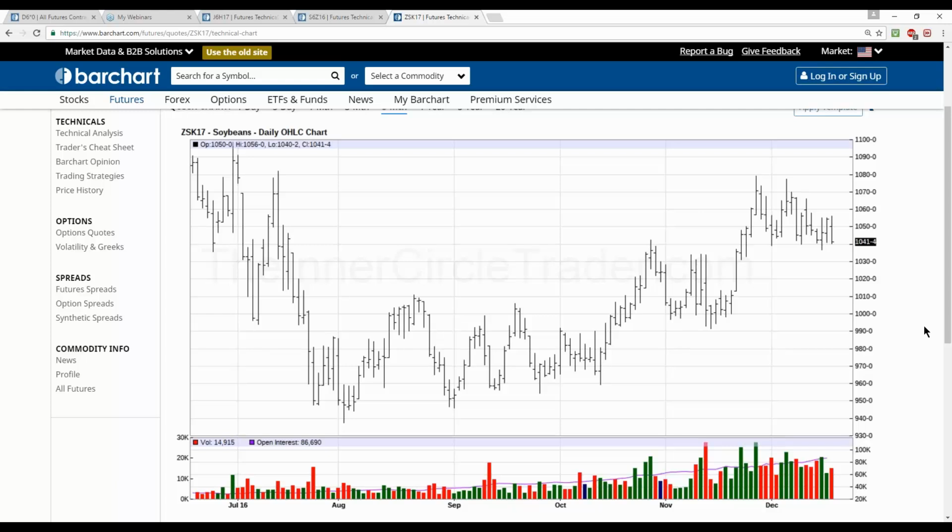I don't have a premium account with bar chart. I'm doing everything with the same access that you would have here free.